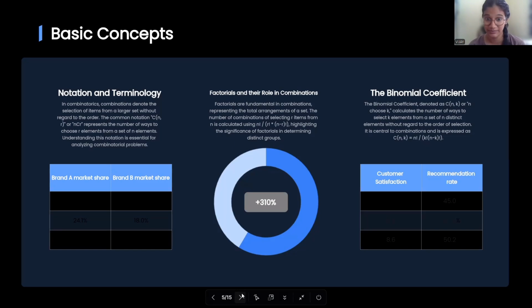The binomial coefficient. The binomial coefficient, denoted as C(n, k) or n choose k, calculates the number of ways to select k elements from a set of n distinct elements without regard to the order of selection. It is central to combinations and is expressed as C(n, k) equals n factorial divided by k factorial times (n minus k) factorial.